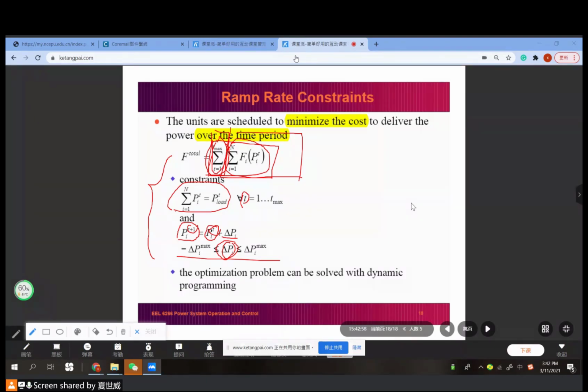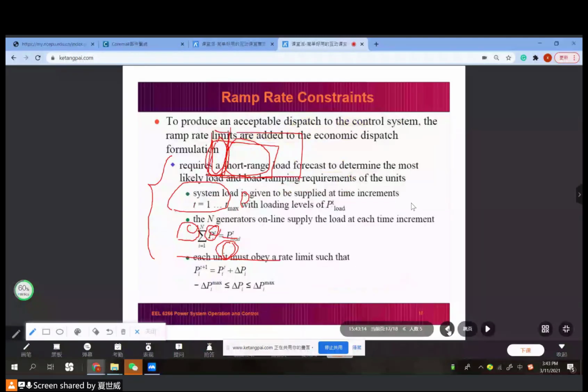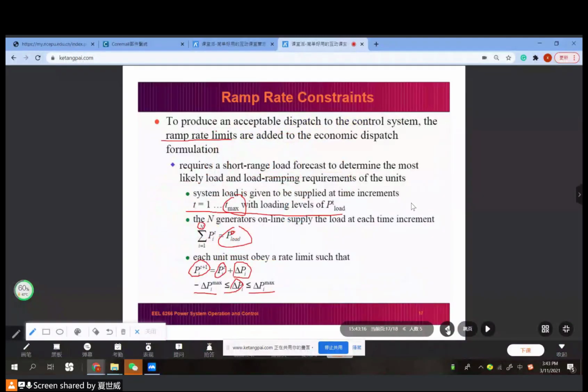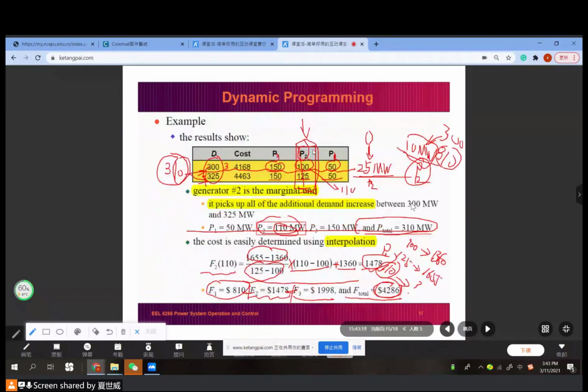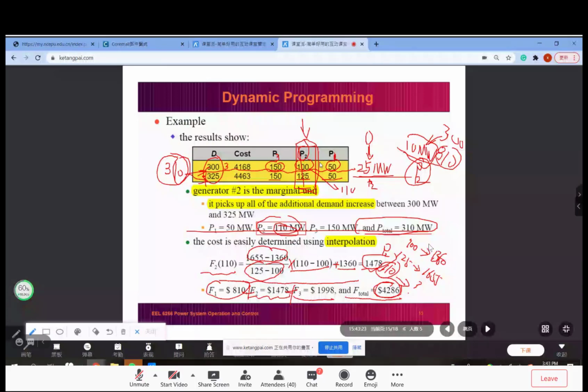One student asked in the chat earlier, what if all generators are changed? Generator 1, generator 2, and 3 all are changing. What will be the change? Oh, I know what you mean here.